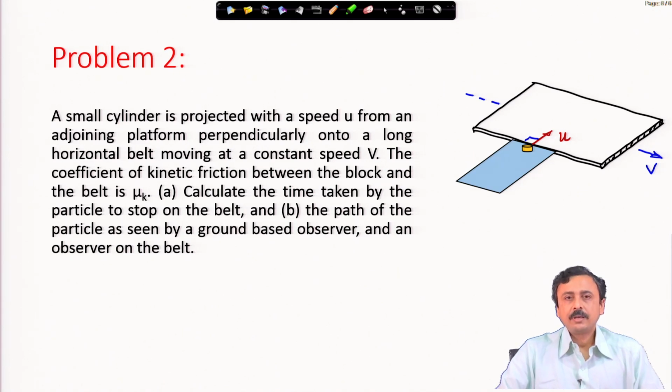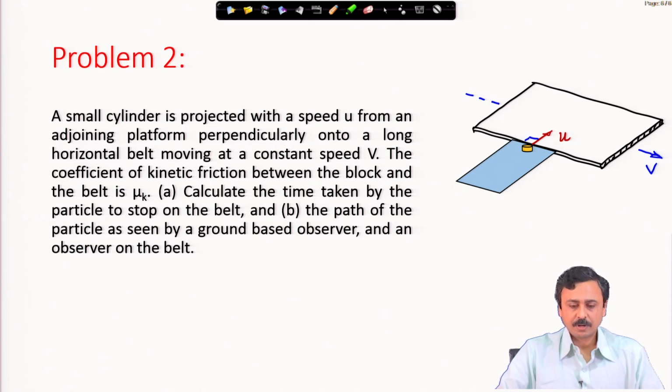Next problem is about a small cylinder which is being projected onto a moving belt, a long moving belt. I have shown in the figure a part of the belt, and I have shown the movement direction and the velocity. The problem statement says a small cylinder is projected with a speed u from an adjoining platform perpendicularly onto a long horizontal belt moving at a constant speed V. The coefficient of kinetic friction between the block and the belt is mu k.